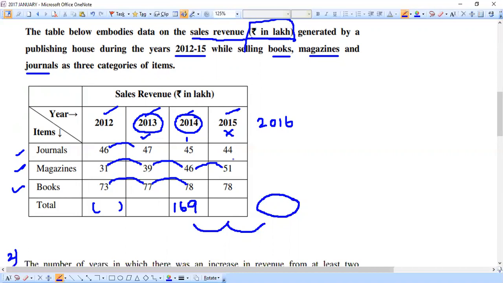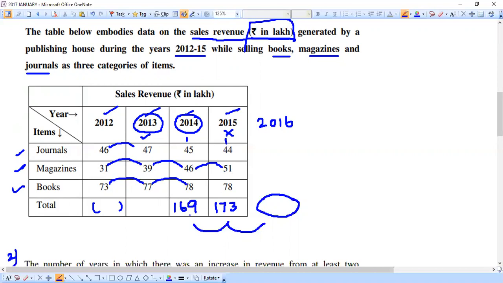Let's calculate the same for the year 2015. So here we have 8 plus 1 is 9, 9 plus 4 is 13. So 3 and 1 carry. 1 plus 4 is 5, 5 plus 5 is 10, 10 plus 7 is 17. So that means we have 173 lakhs for the year 2015.